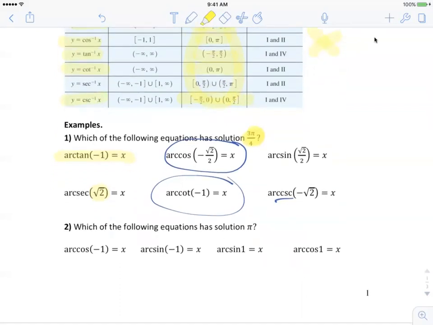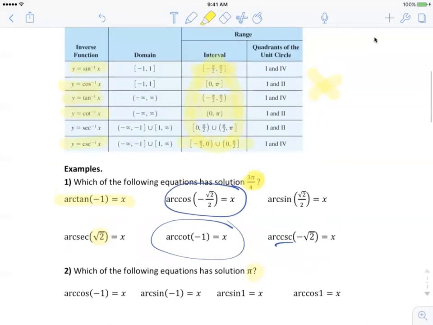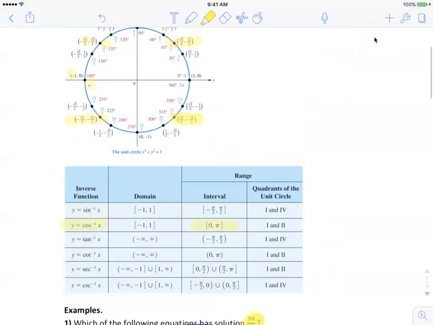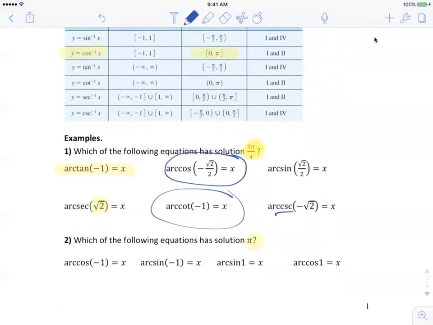How about which one has the solution of pi? Okay, so does arc cosine of -1 equal pi? First I'll look at arc cosine. It's got a little mess here with all my highlighting, right? Let's start over. Arc cosine, 0 to pi. Okay, so pi is in there, so I have to investigate further. And then how about the cosine of pi? Does that equal -1 on the unit circle? So pi, -1, cosine is the x coordinate. So yes, that one is a solution. I can circle it.